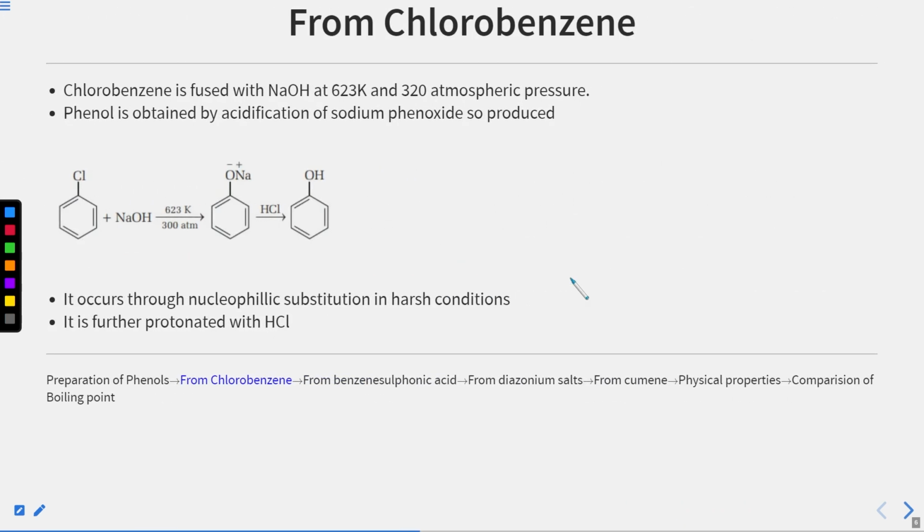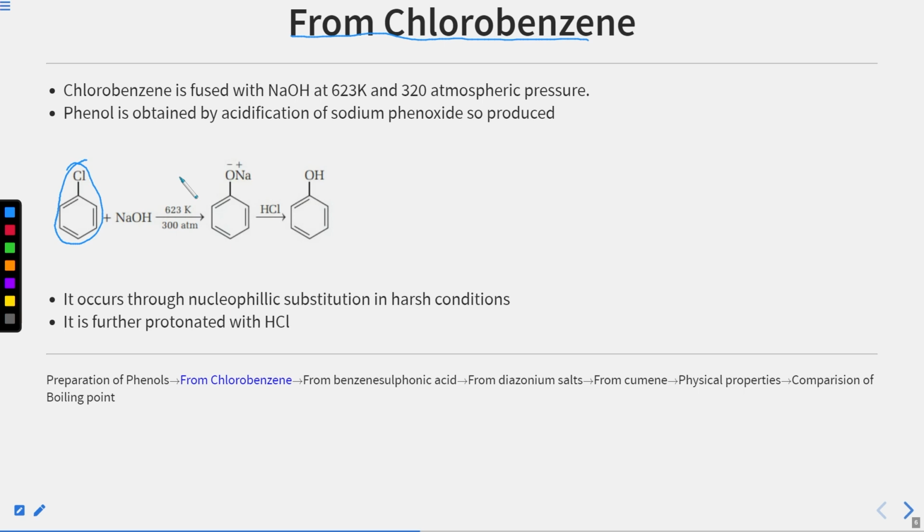So the first is preparation from chlorobenzene. We will use this chlorobenzene. This is the haloarene that we are using, and we do the nucleophilic substitution. We know that nucleophilic substitution of this benzene ring is not possible because of several reasons. These reasons I have mentioned earlier, so I will just tell again about it.